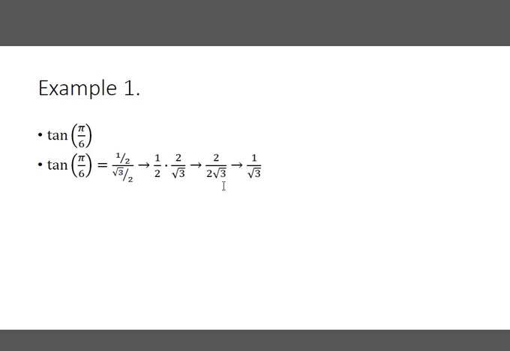So it looks something like this. So 2 over 2 root 3, the 2 divided by 2, you would cancel those, and you'd end up with the answer 1 over the square root of 3. And that, honestly, is the actual answer.